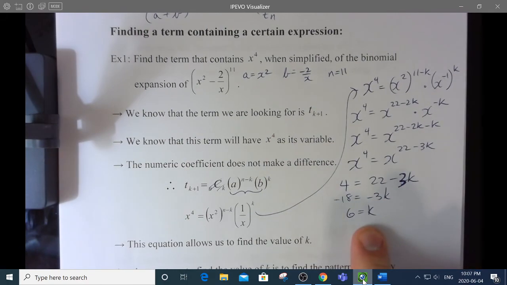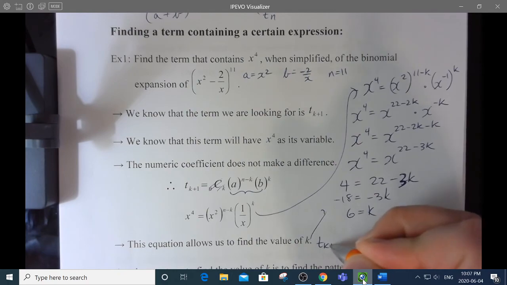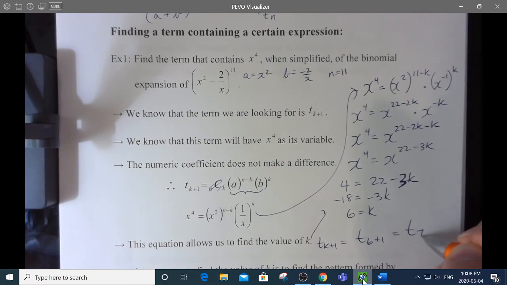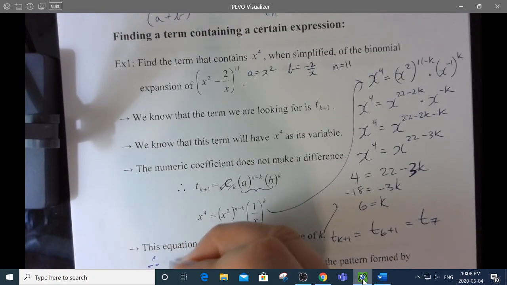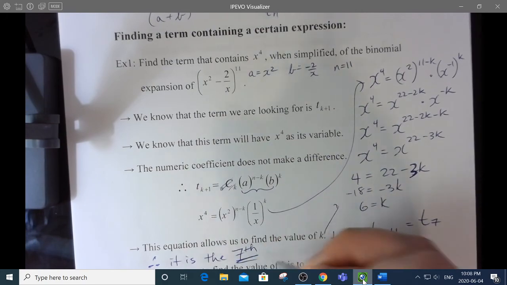So if k is equal to 6, this equation I just did gave me a 6. So that means t sub k plus 1 is equal to t sub 6 plus 1, which is equal to t sub 7. Therefore, it is the 7th term.